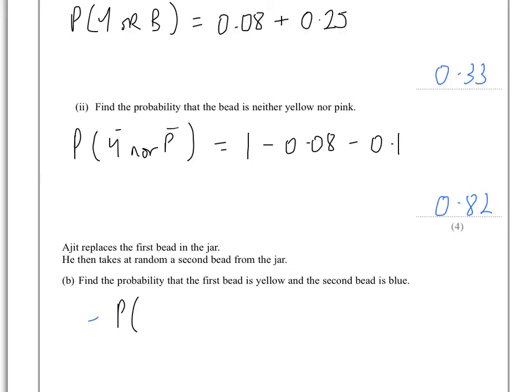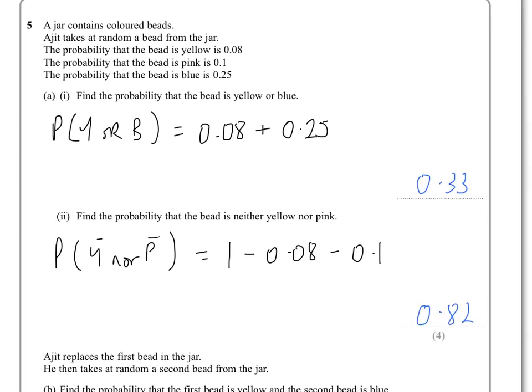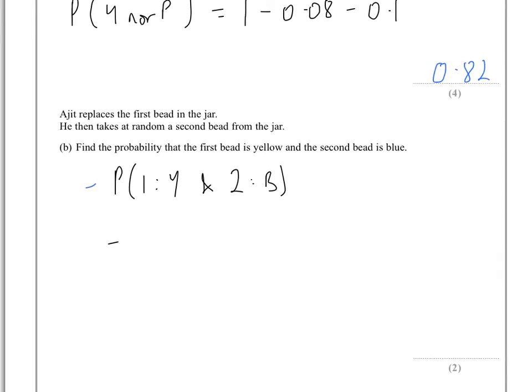So we're asked to work out the probability that the first bead is yellow, and again that's an important word there, we're going to apply the and rule, and the second bead is blue. So just remembering the probabilities, yellow is 0.08, blue is 0.25, so that means that the probability equals 0.08, and whereas in the earlier question we added it, because we're saying and, the and rule tells us we multiply by the probability of it being blue.